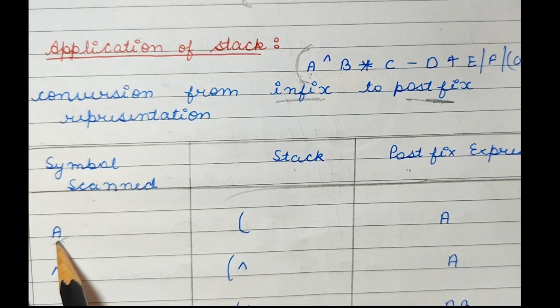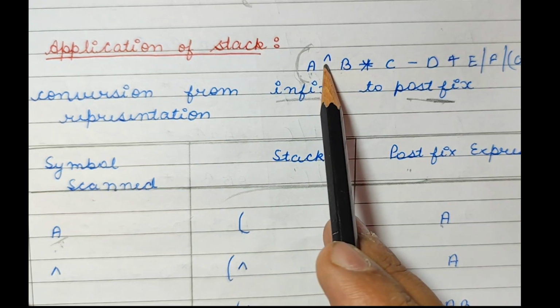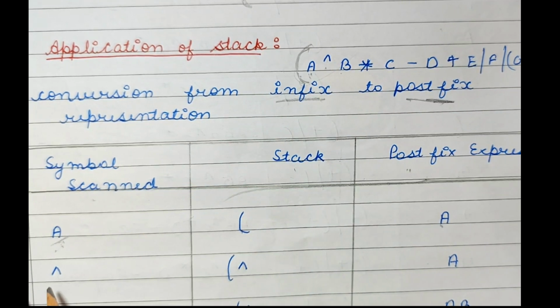Now capital A is the operand, so I add this capital A as such in the postfix expression. After this, the next is the exponential operator. Now I write the scanned symbol, exponential. In the stack right now there is no operator after the left parenthesis, so push this exponential operator into the stack, and capital A as such here.